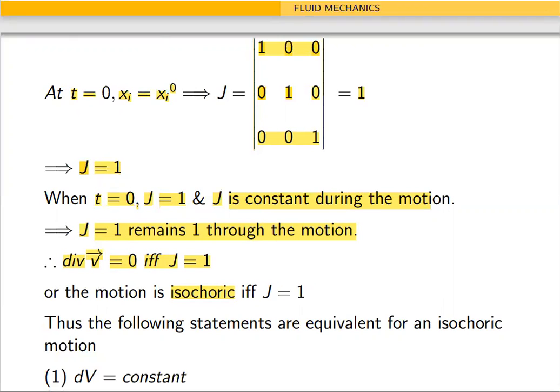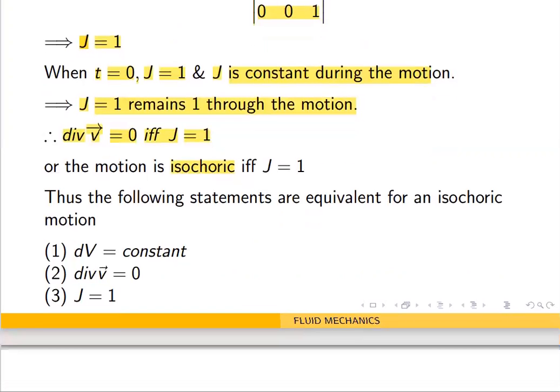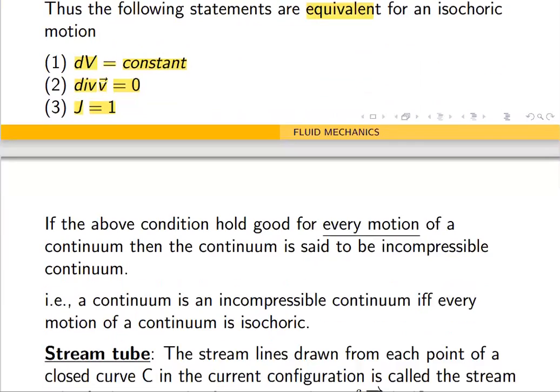Thus, we have proved the following statements for an isochoric motion. What are the statements? dV equal to constant, where capital V here denotes volume, so the volume element is constant, or divergence of the velocity equal to 0, or J equal to 1. All the three statements are equivalent for an isochoric motion. So we proved a very, very important theorem. Now let us see the next statements.